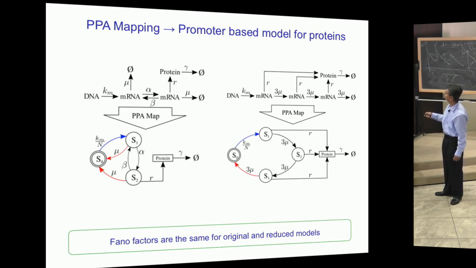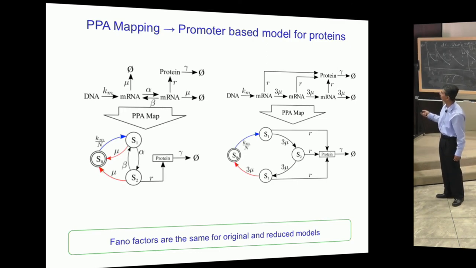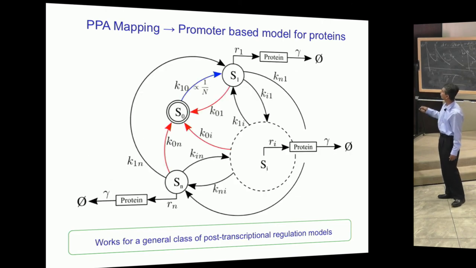And so if I know how to do this model, I know how to do the general model as well. Okay, I can obtain moments and everything else. And this, as I said, has already been solved by Yanni Kondev's group. And it's actually nice because, in fact, you can show with the mapping that the Fano factors, the variance upon mean, are the same for the original and the reduced models. So I can just focus on the reduced model if I'm interested in the Fano factor and obtain that. Okay, so you can do it quite generally. I mean, you can have a general process where you have arbitrary number of steps in between, and the mapping works.